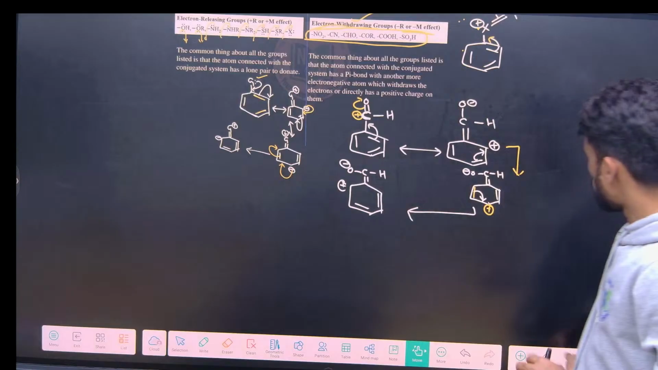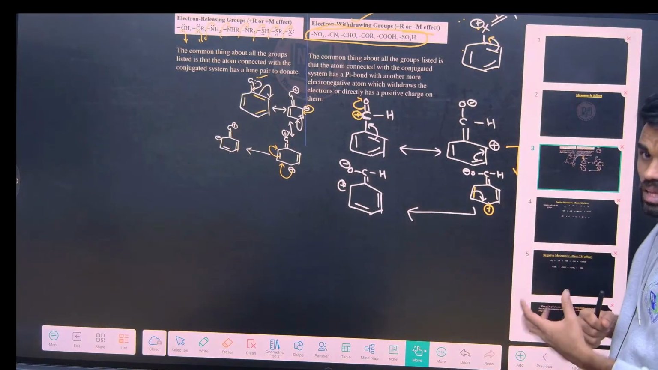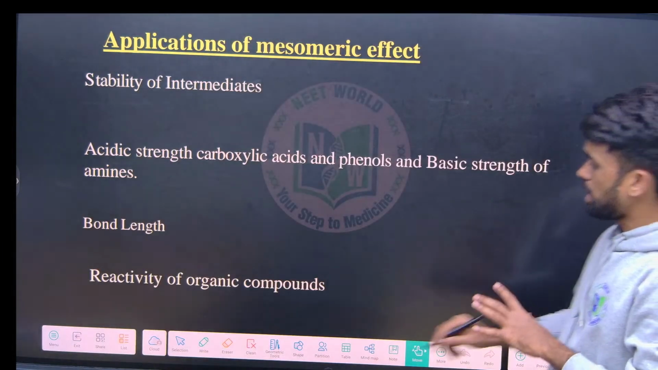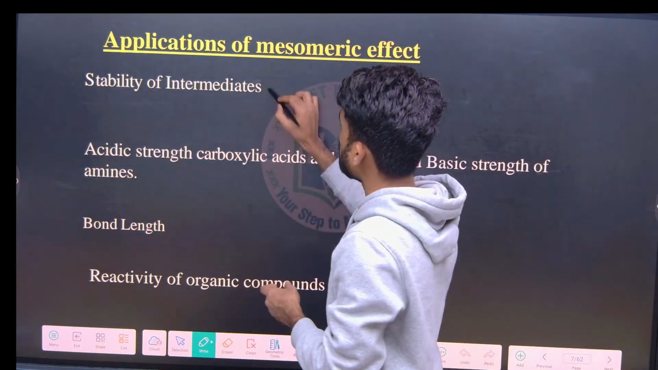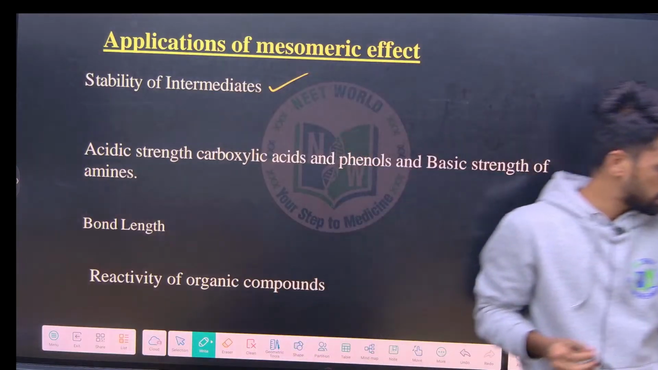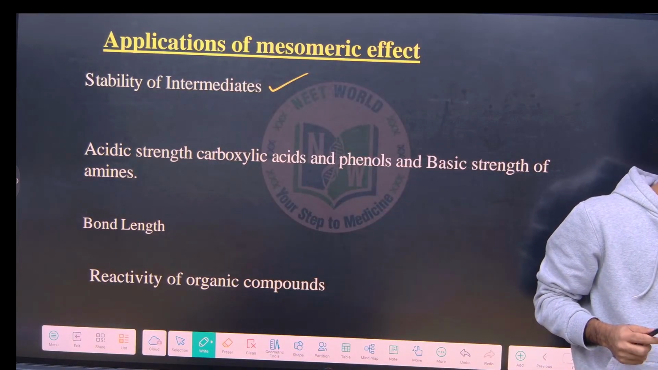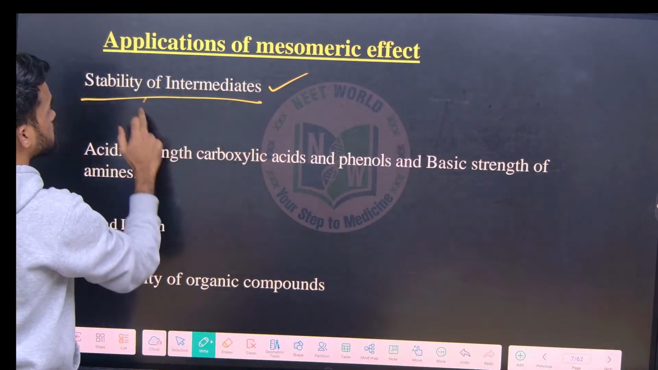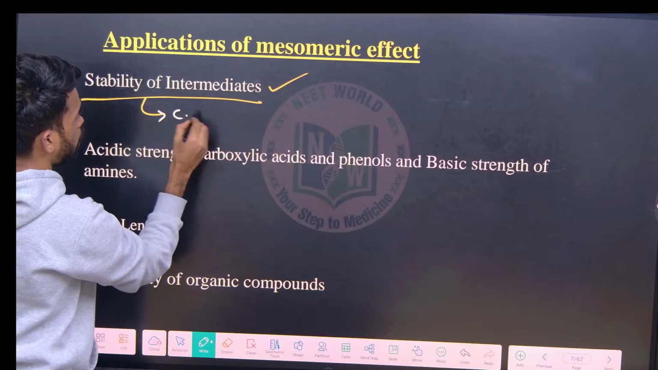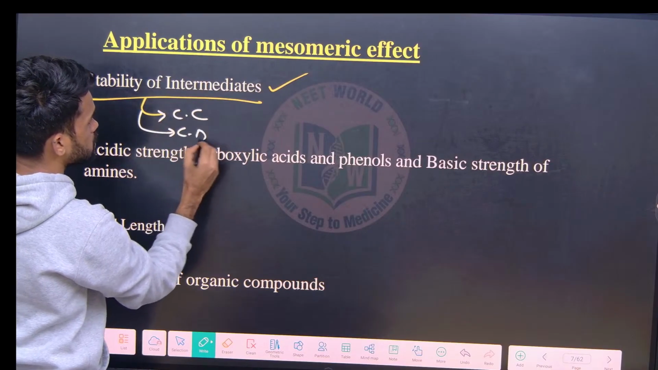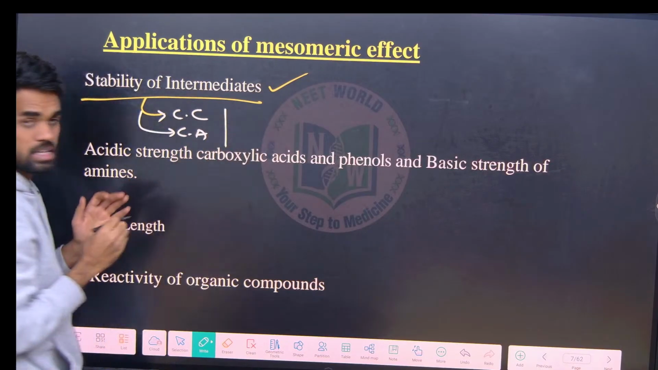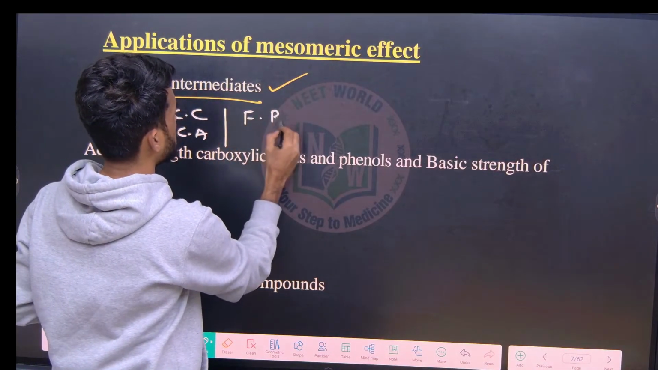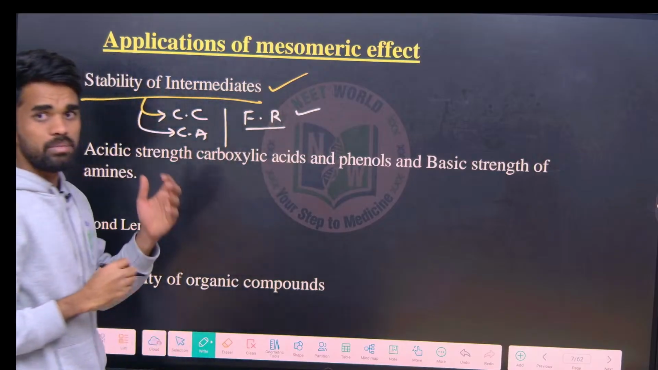Okay, right. Now what are the applications we can get out of this? See, these are the applications. We can explain the stability of reactive intermediates. What are the reactive intermediates we have? Something like carbocations, carbanions, and free radicals. This stability we can explain using the mesomeric effect.